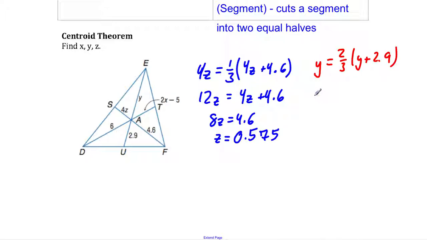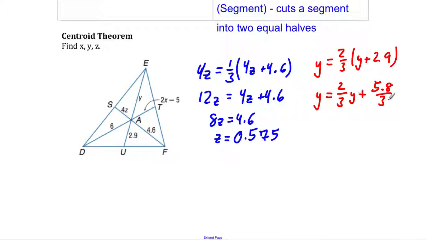I guess in this situation we are kind of stuck, but y is equal to 2/3 of y plus, if we take 2/3 and we multiply that by 2.9, we're going to get, if I take 2.9 times 2, 5.8 over thirds, right? I just multiply this 2/3 times 2.9. 2 times 2.9 is 5.8.